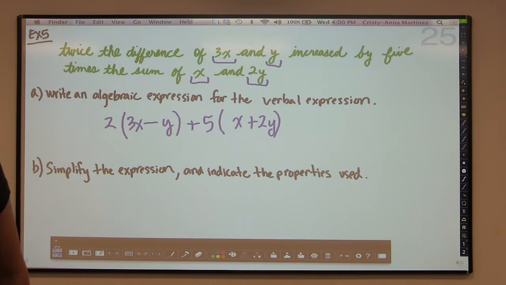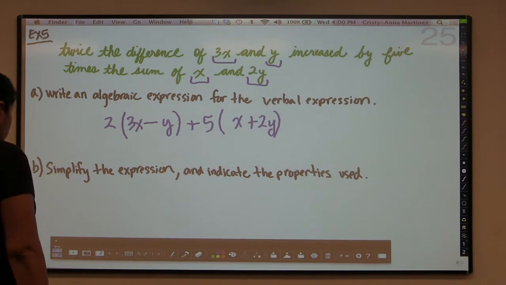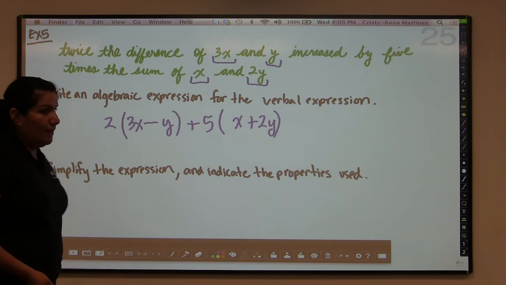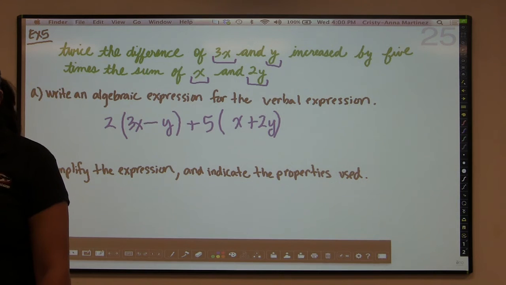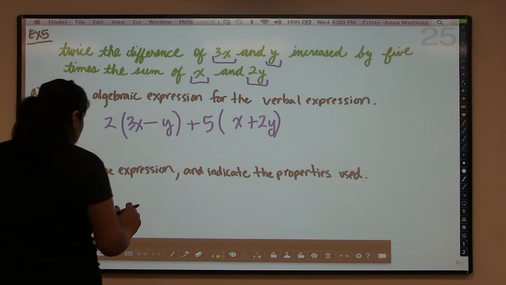And so now that we've done the first part, we now have to do part B, which is basically asking us to simplify that expression. And we're going to use the distributive property to do that, and then indicate the properties that I'm using. Okay? So for the first part, we need the distributive property, which is basically going to mean that, and I'll just do it over here.